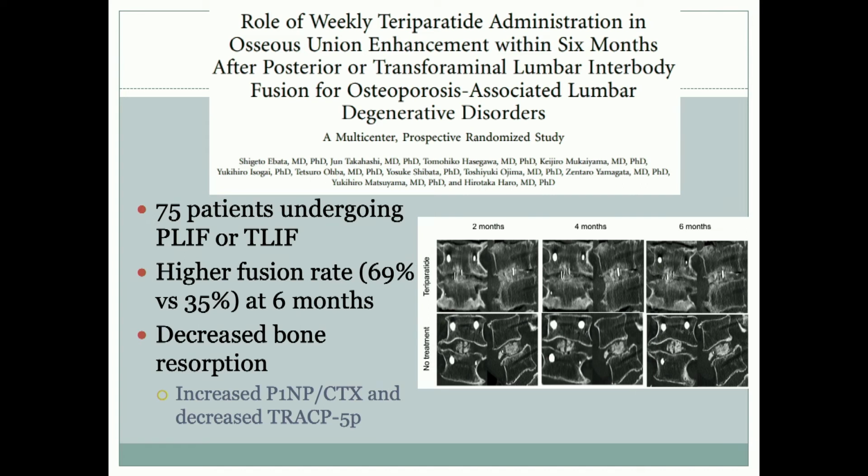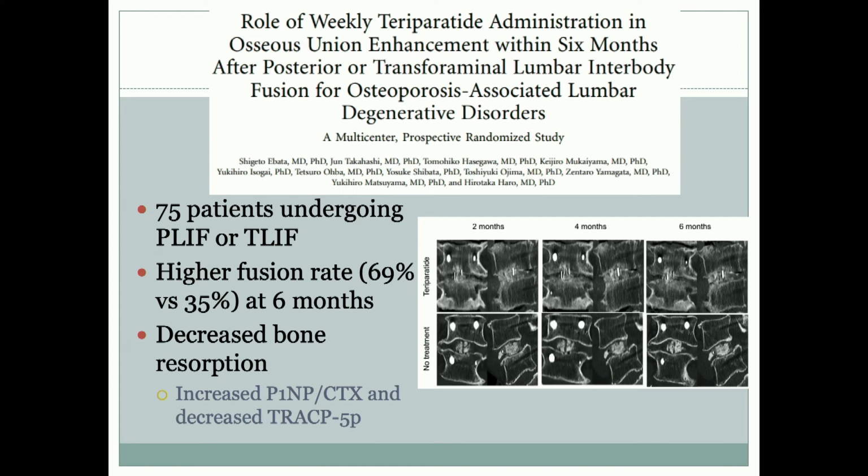Forteo isn't cheap. Before it went generic, it could cost anywhere from $2,000 to $3,000 a month out of pocket without insurance coverage. So these authors were interested in looking at a weekly administration as opposed to a daily subcutaneous injection. So these were also out of Japan, 75 patients undergoing single-level fusion. The authors reported a higher fusion rate of 69% versus 35% at 6 months, and also a reduction in bone resorption and a higher increase in bone turnover markers, so P1NP and CTX.